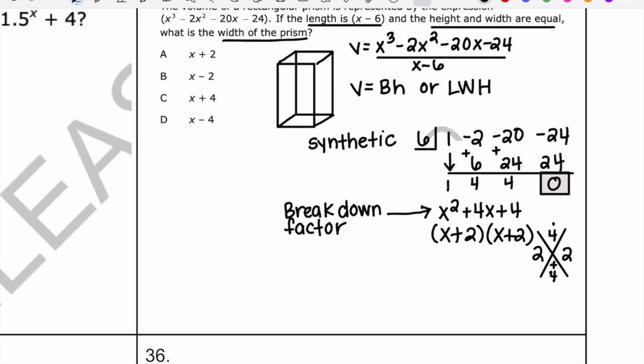So we now know that my length was originally x minus 6. We know my height was x plus 2. And we know my width was x plus 2. They asked for the width, so the answer is A.